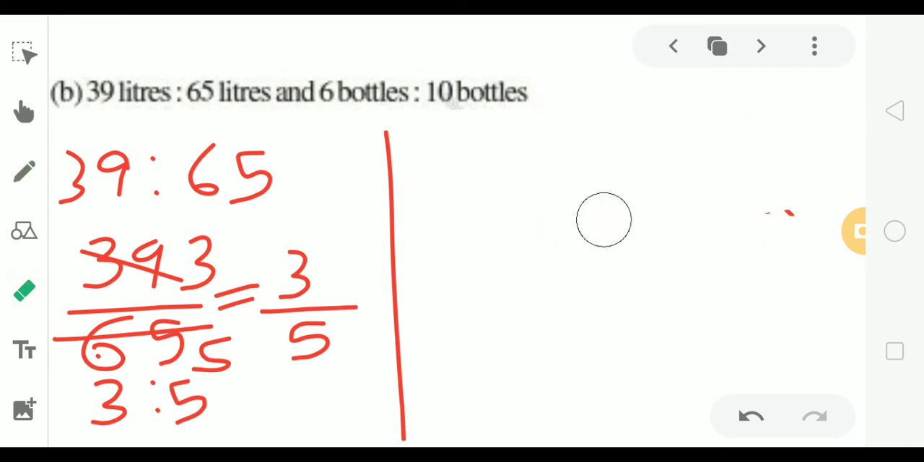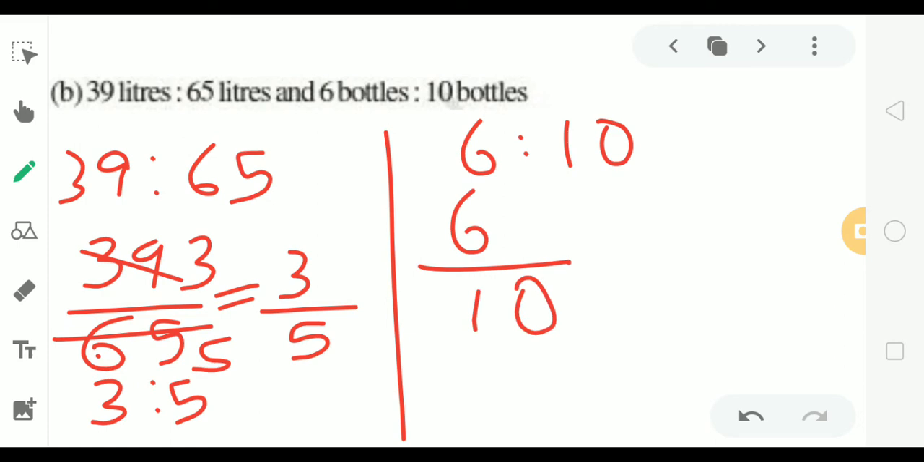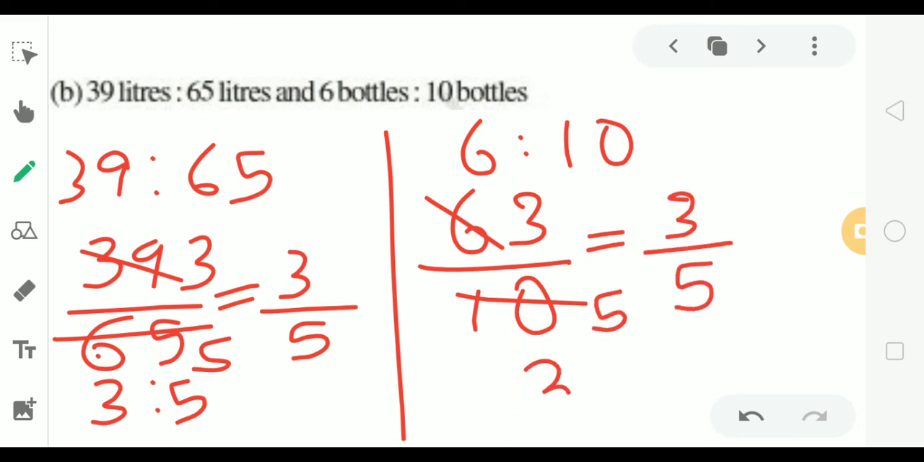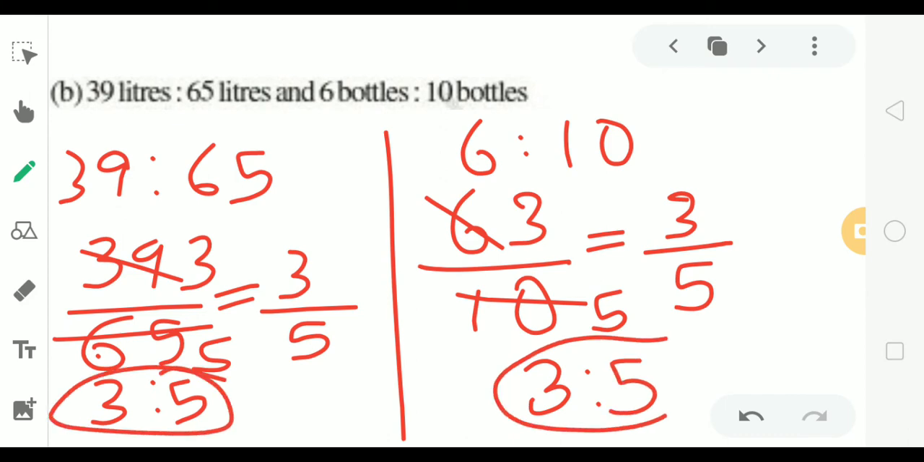Now the second ratio is 6 bottles is to 10 bottles. That is 6 is to 10. We write this as 6 upon 10. In the 2 table, 6 is 3 times, 10 is 5 times. So we get this as 3 over 5, which is 3 is to 5. The simplest forms of both of the ratios are equal. Then these four quantities will form a proportion. So it is a true statement.